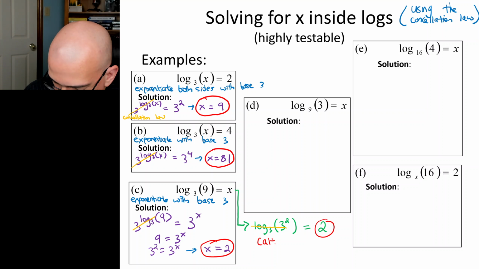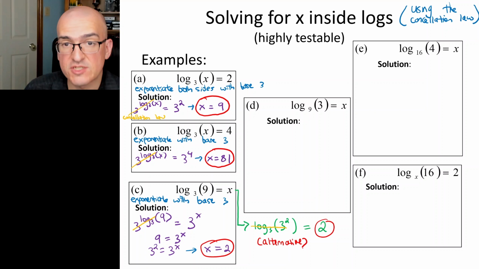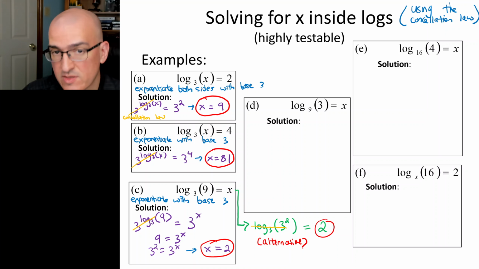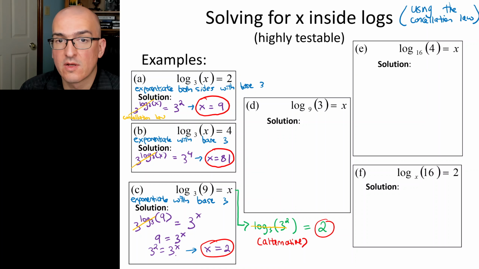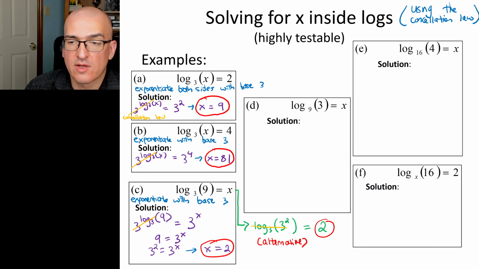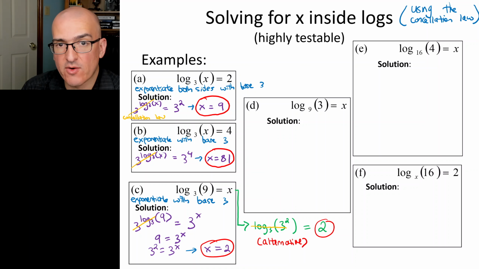So this is an alternative method. Definitely smarter. Also uses the cancellation law. Just wanted to show you that there's more than one way to do these things. How about the next one? So what are you going to do? Can you write 3 as 9 to a power? And yeah, you can.